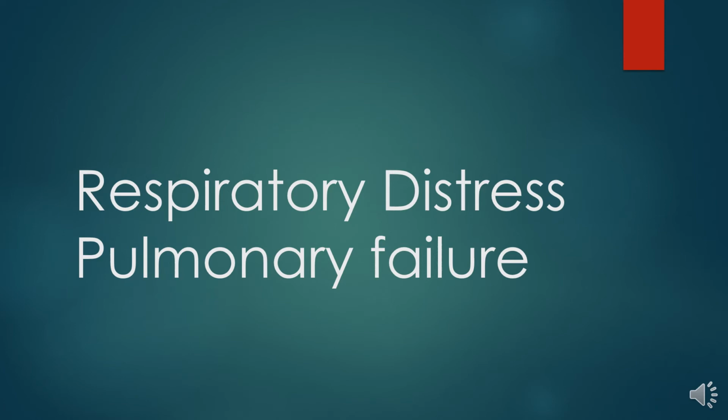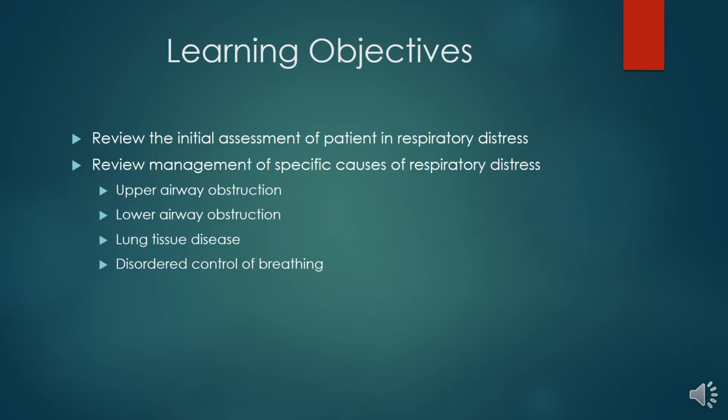So today we'll talk about respiratory distress and pulmonary failure. We'll review the initial assessment of the patient in respiratory distress, and review the management of specific causes of respiratory distress: upper airway obstruction, lower airway obstruction, lung tissue disease, and disorders of control of breathing. And in the end, we'll talk about pulmonary failure and its management.